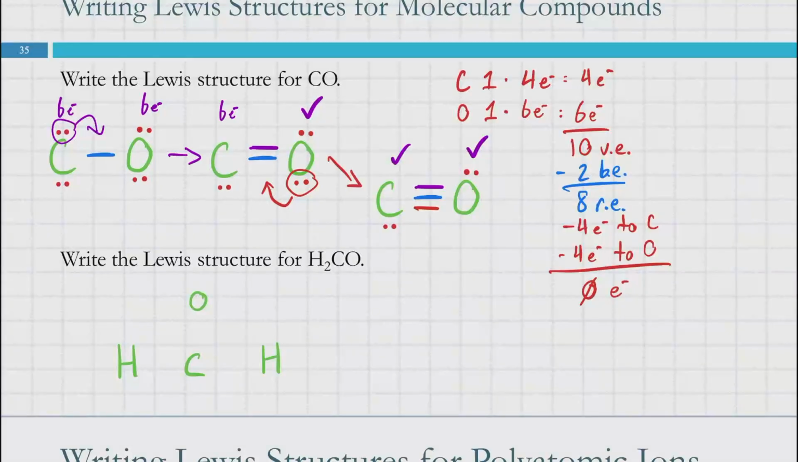Okay, and then we need to figure out how many valence electrons we have. We'll do it all the way over here on the right. We've got carbon, which gives us 4 electrons. We've got oxygen, which gives us 6 electrons. We've got hydrogen, we've got 2 of them with 1 electron each. This gives us a total of 12 valence electrons.